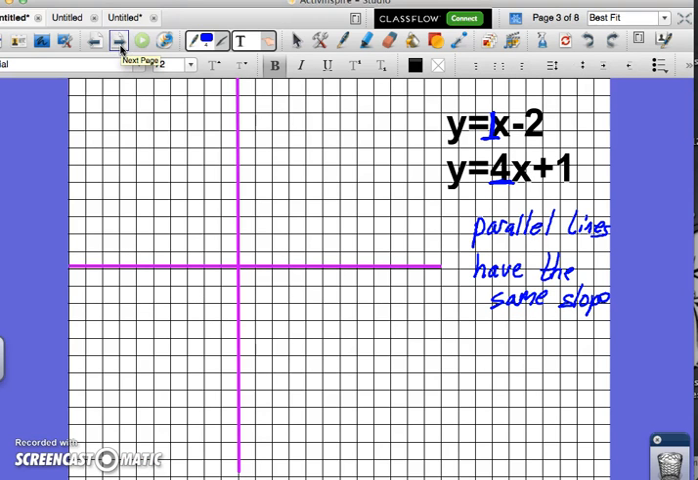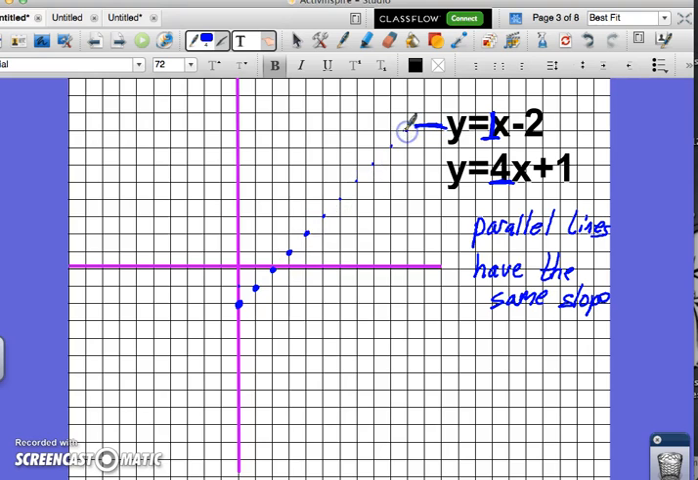So let's graph the first one up here. This first one we're going to graph in blue. We know we start at negative 2. It's got a slope of 1, so we go up 1 over 1, up 1 over 1, up 1 over 1.